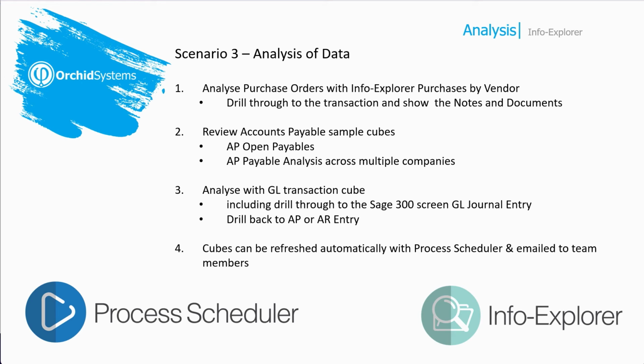If needed, you can also use Process Scheduler to refresh the cubes automatically and email them to team members. So you may want to have cubes that are refreshed on a recurring schedule, for example, AR and AP cubes sent every Monday morning, daily sales sent at 6 p.m. every night, and the general ledger on the 15th and the 31st of the month.